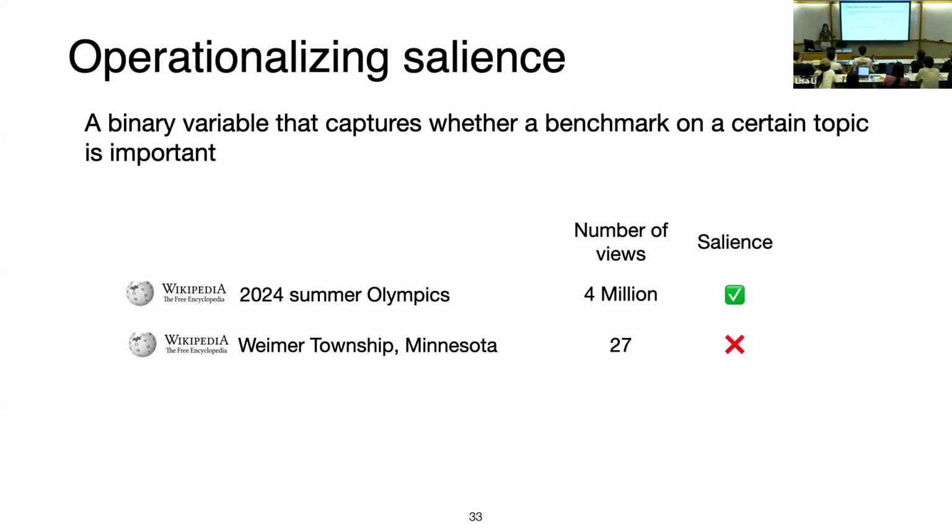When we're operationalizing salience, it measures the importance of a topic C. Basically, we assume salience to be a binary metric. Here are some examples. If we ask questions about the 2024 Summer Olympics, we can base on the number of Wikipedia page views to judge the salience of a topic. Here it has 4 million views, so it's pretty salient. Whereas for some small town in Minnesota, it only has 27 views, so it's comparatively less salient. We can also train a model to approximate human preference of salience.